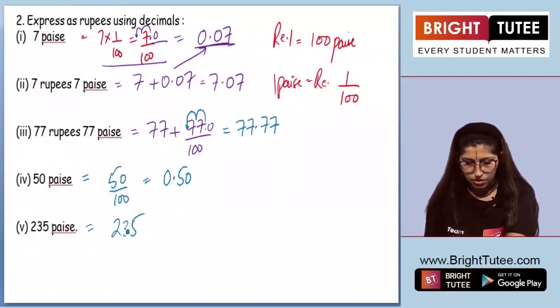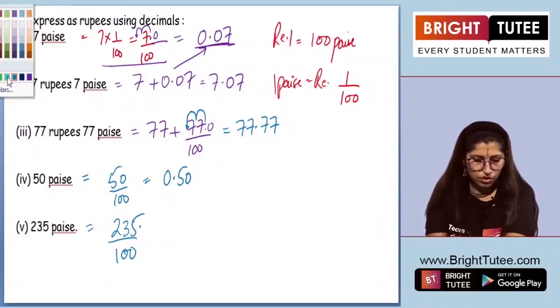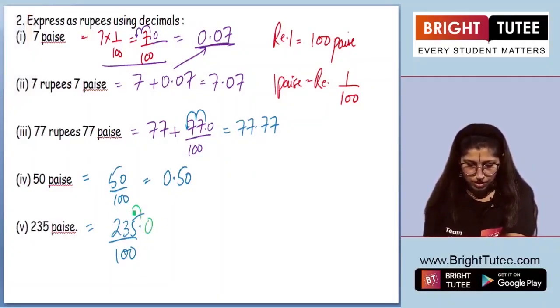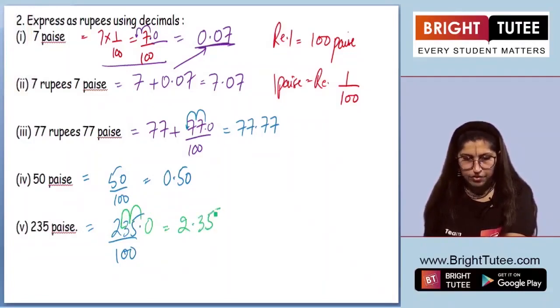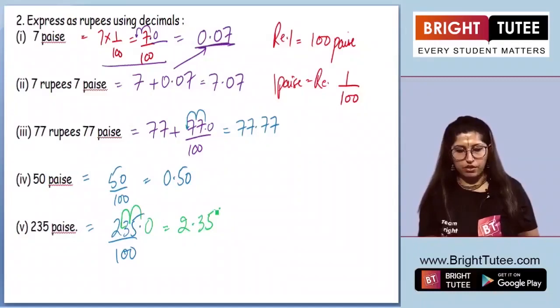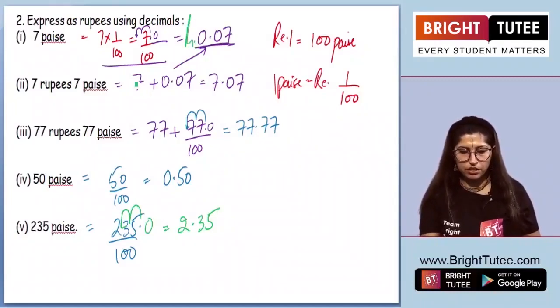235 paise, so 235 upon 100, the decimal is over here. So we will be shifting it 2 places to the left. So 2.35 is the answer which we have. So these are all in rupees. So we can write it down over here.